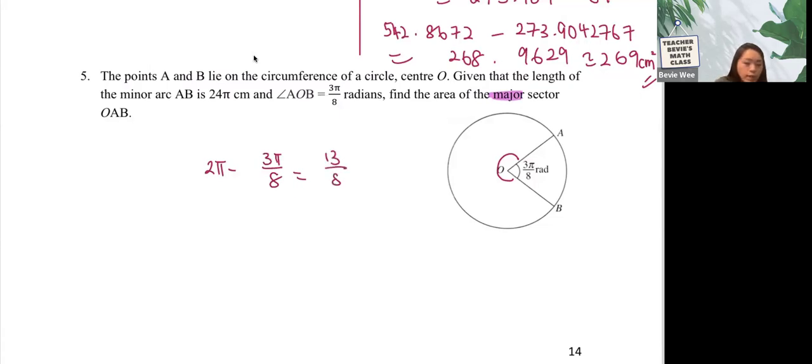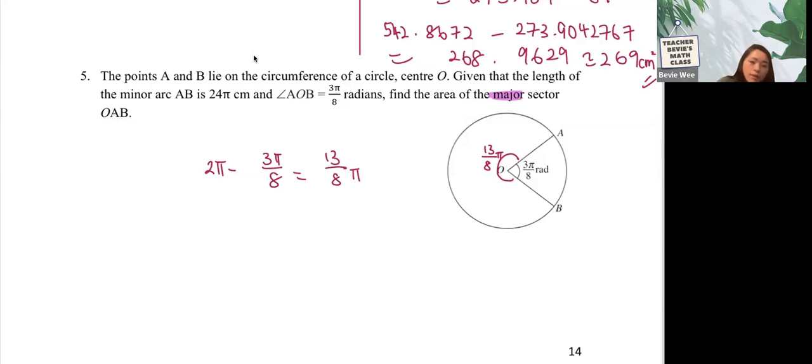I get 13 over 8 pi. So this is my 13 over 8 pi. Okay, I want to find the area of the major sector. That will be 13 over 8 pi over 360, which is 2 pi, times... no, sorry. Yeah, correct. This is my theta. No need, I'm doing it in degree already.